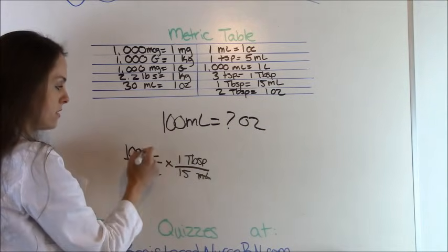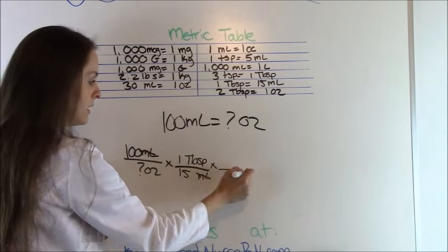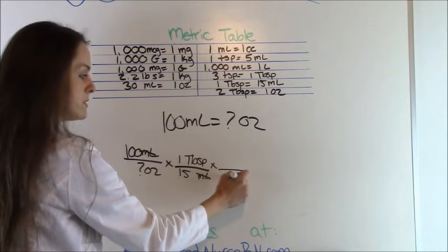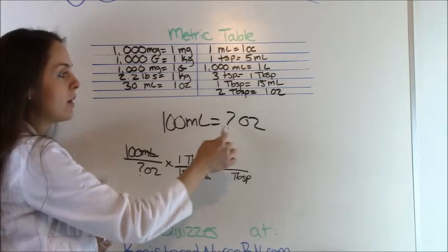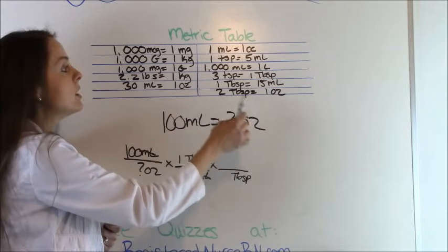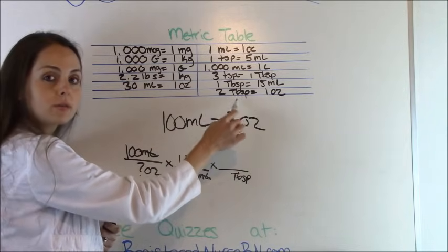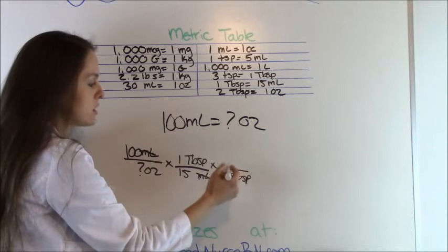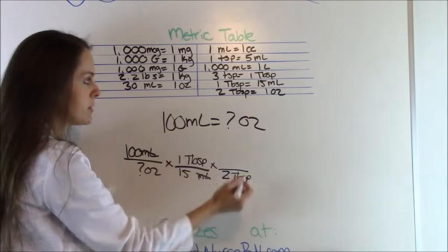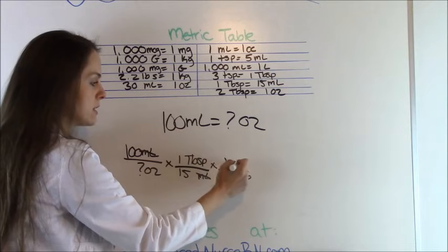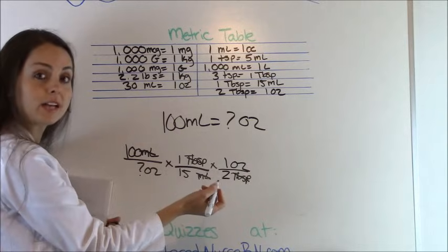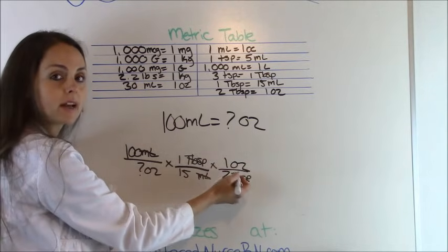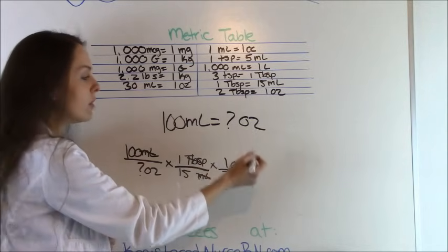Milliliters cancels out. And now we're going to move tablespoons down here at the bottom, and we're going to refer to our table. And our key is to get to ounces. So we see that 2 tablespoons equals 1 ounce. So we're going to put 2 tablespoons equals 1 ounce. And tablespoons cancels out. Now we're done because we've got to ounces, which is what we were supposed to solve for.